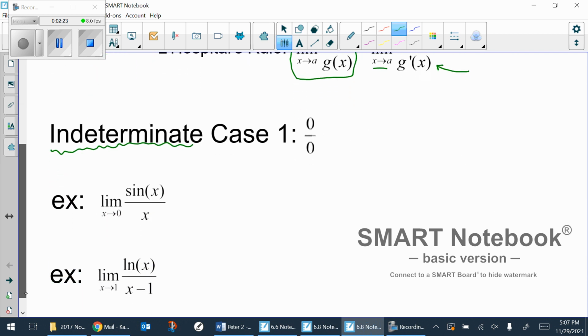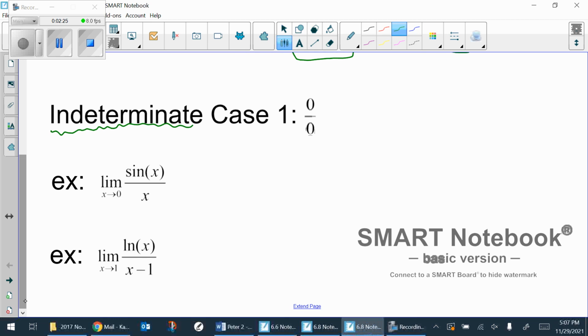Well, let's take a look. What is the limit as x approaches 0 of sine of x divided by x? If you're doing a free response question, you're not allowed to write that this is equal to, those of you who know the unit circle know that the sine of 0 is 0, and x is going to be 0, because that's what x is approaching. We're not allowed to say that.